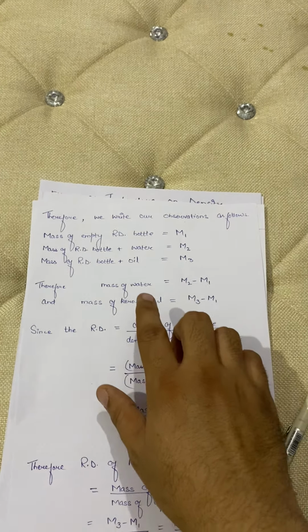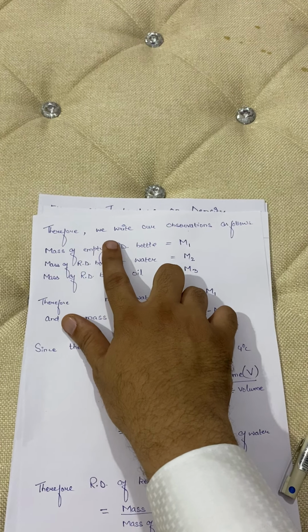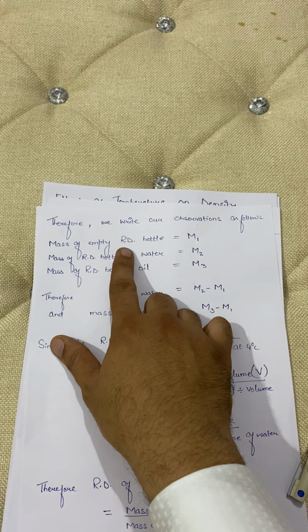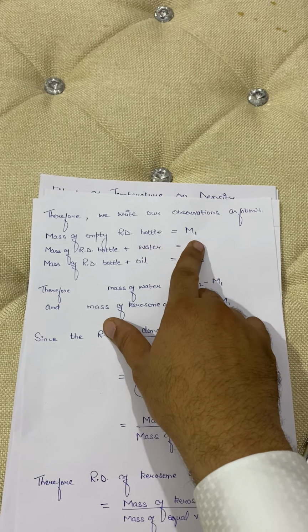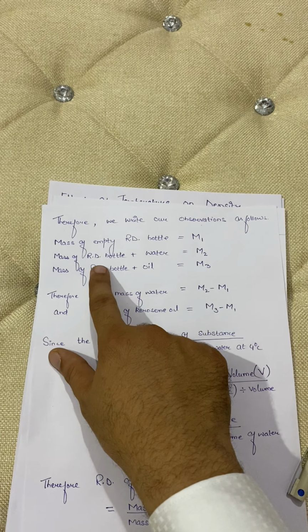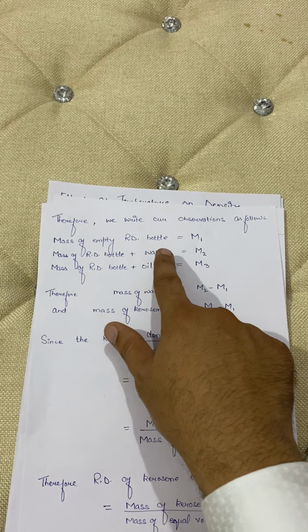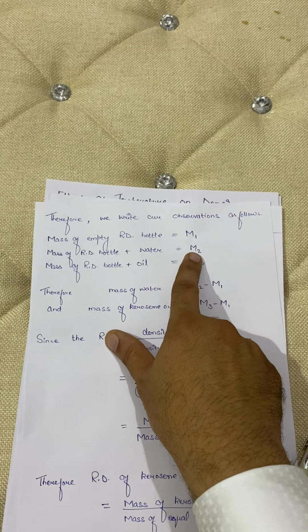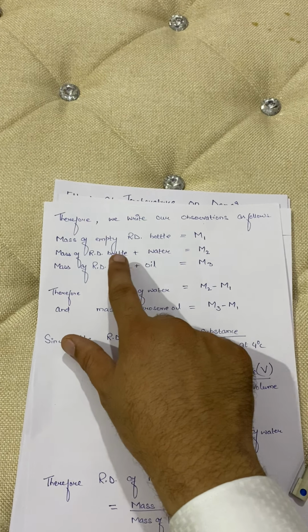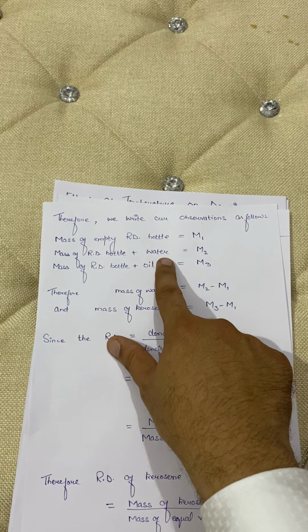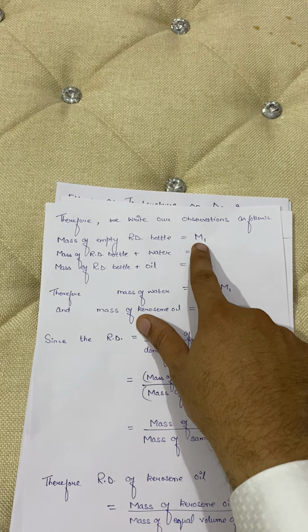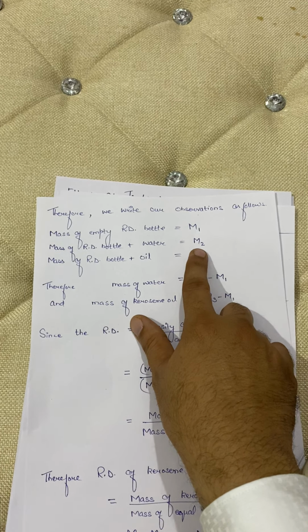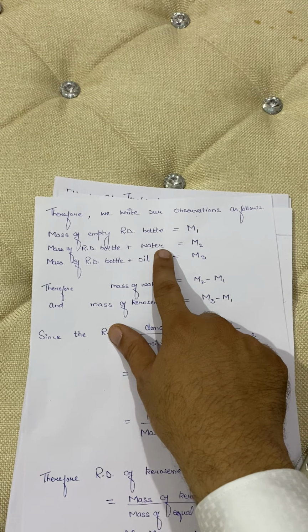Now the observations. We can write the observations as follows. Mass of the empty relative density bottle was M1. Mass of the relative density bottle when it was filled completely with pure water was M2. So this M2 is the mass of the relative density bottle plus water. Again I repeat, the mass of the empty density bottle was M1, and M2 is the mass of bottle plus water.